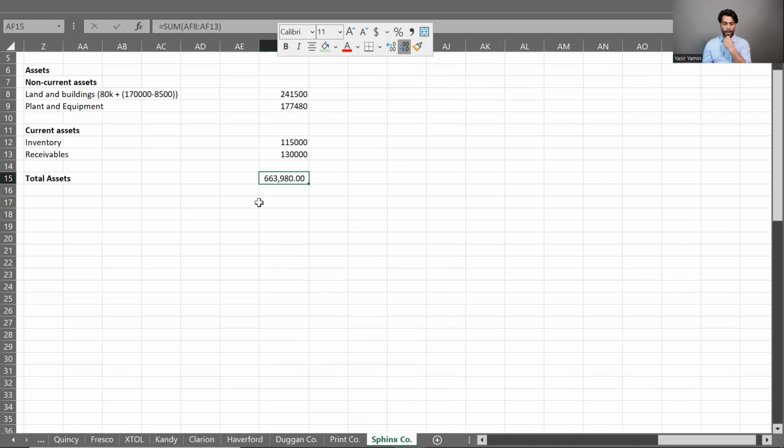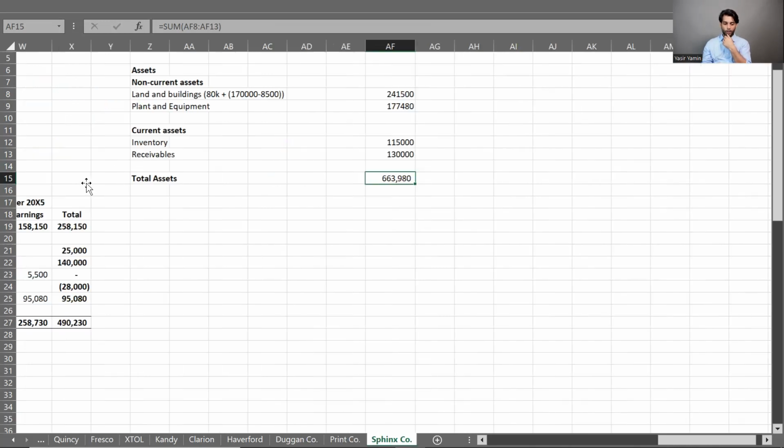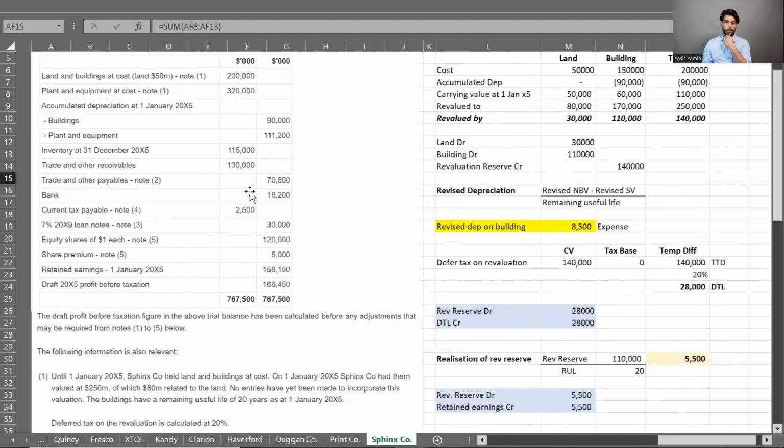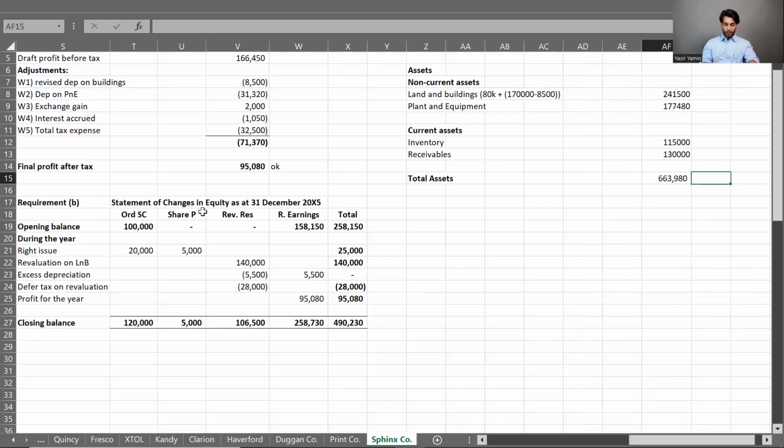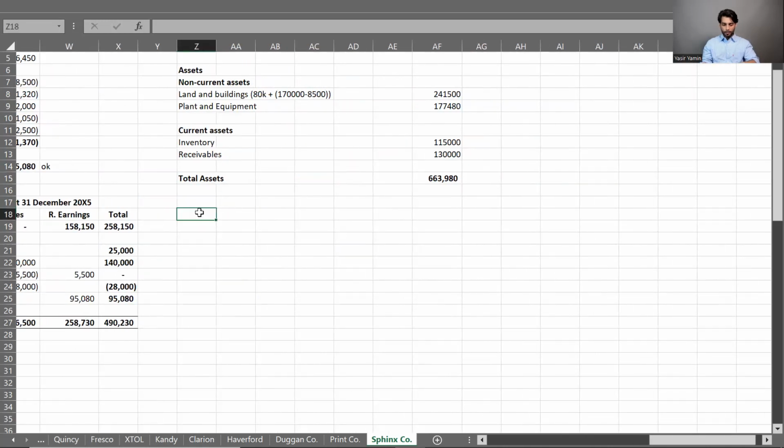I remember they didn't have any cash at bank. Let me check again. Yeah, the bank was overdraft. I was correct. So these are the only assets that they have. Correct. And now what we need is equity and liabilities.